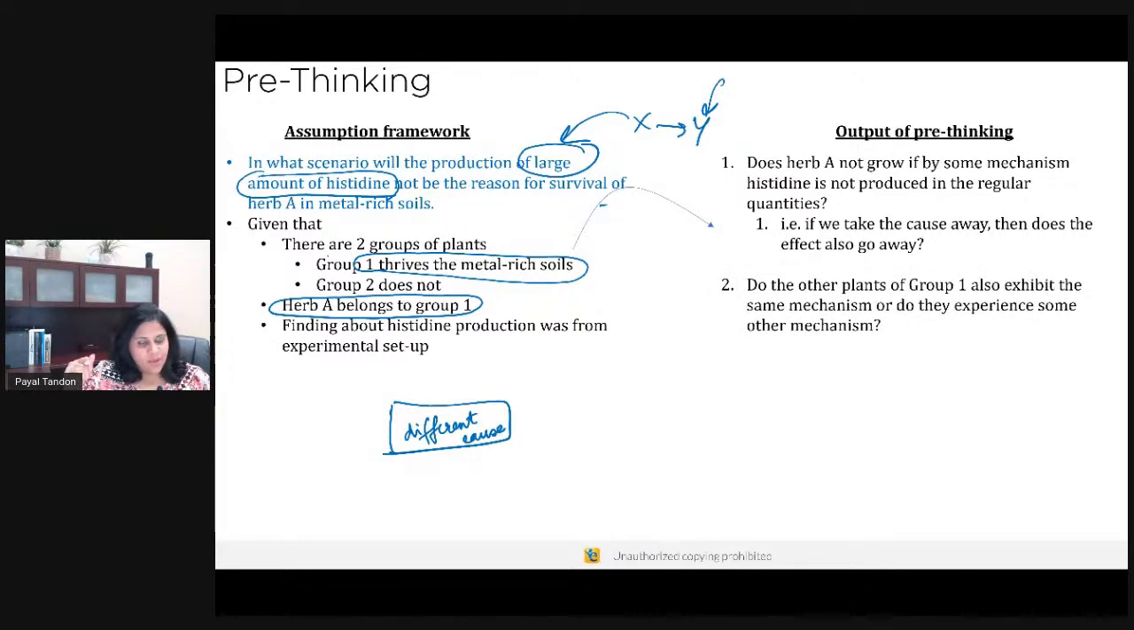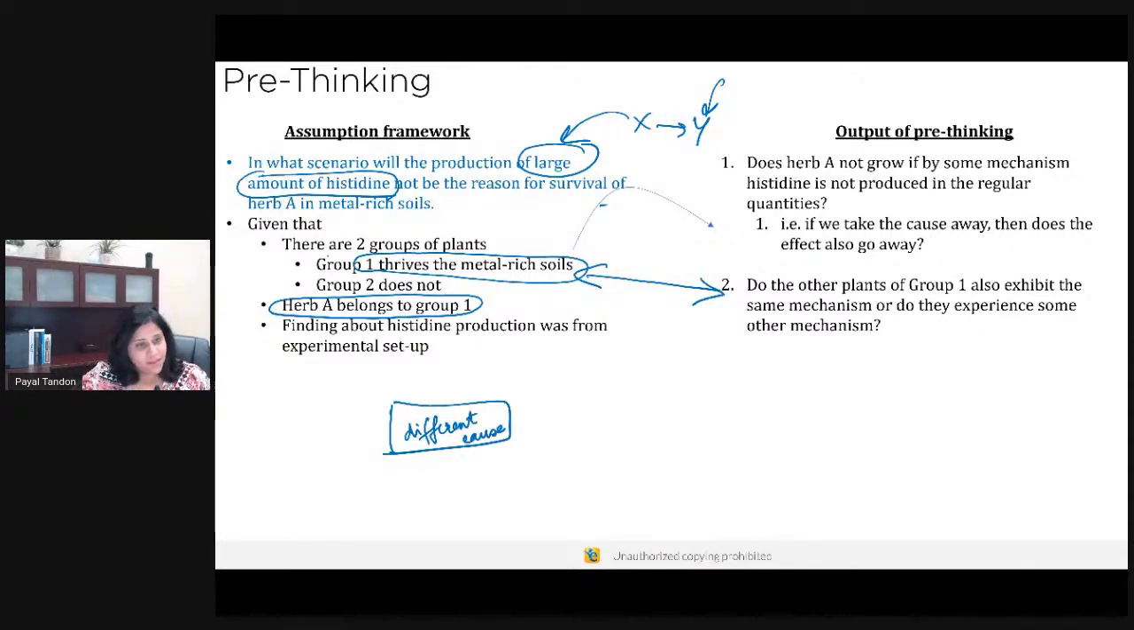That's my second one. So really my second pre-thinking is based on this part over here, that herb A belongs to group 1. In other words, what I'm saying is, do other plants of group 1 also exhibit the same mechanism, or do they experience some other mechanism?